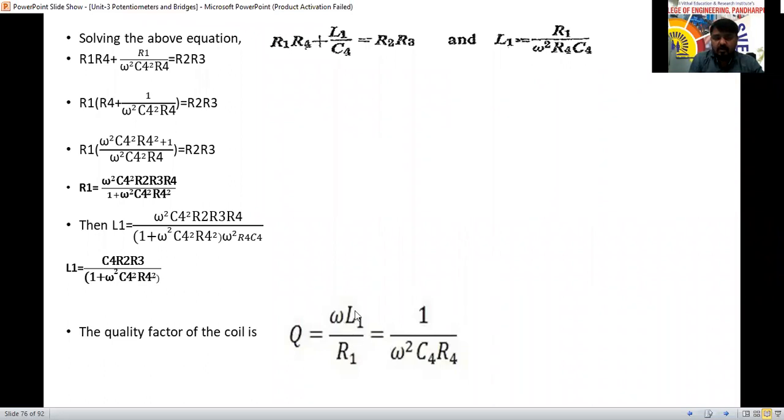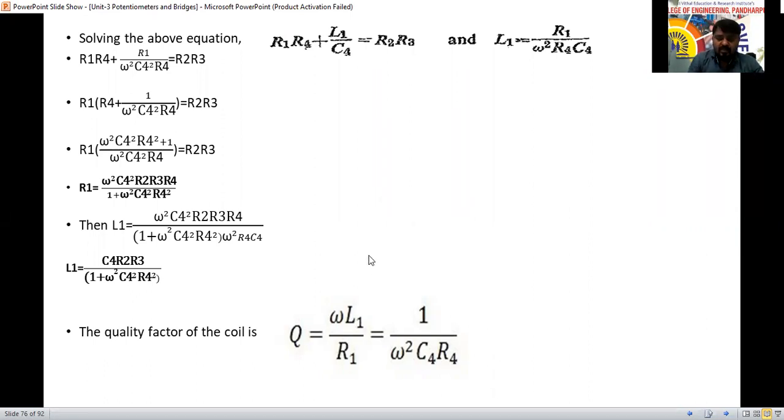This L1 we have already derived, so this value is substituted here and the R1 value is substituted here. Arranging the equation by cancelling the same terms, the denominator gets cancelled, C4 R2 R3 cancels, and the term 1 by omega square C4 R4 will be left.